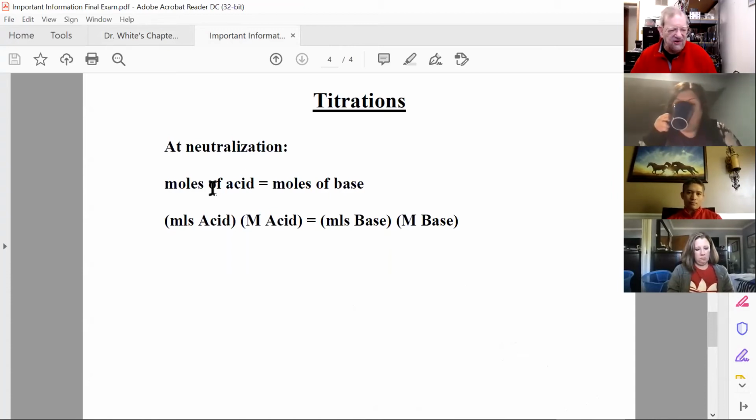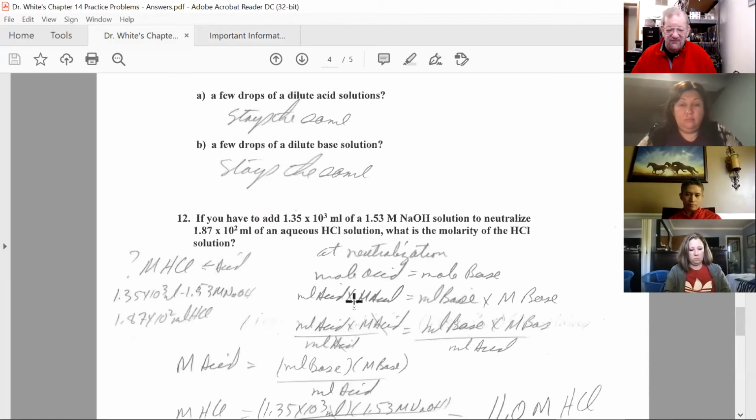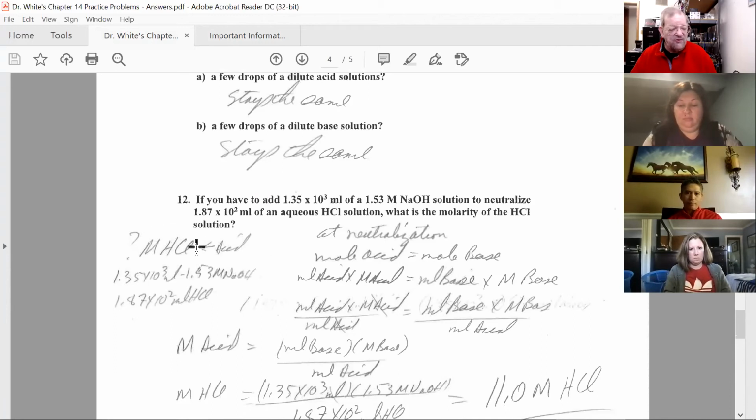At neutralization, moles of acid equals moles of base. And for a monoprotic acid or base, which is all we'll use in this class, milliliters of acid times molarity of acid equals milliliters of base times molarity of base. And at that point, we can go back and say moles of acid equal moles of base. We're trying to solve for molarity of acid.